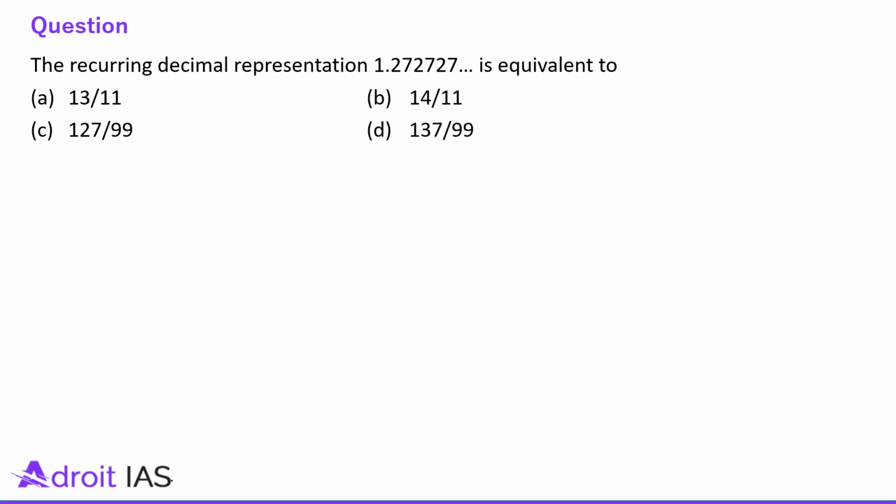The recurring decimal representation 1.272727 is equivalent to. This question belongs to number system, and it is a very typical question. There is a set pattern to solve these types of questions. Assume that x is equal to 1.27272727 and so on. Two places after the decimal are repeated all the time, so obviously 1 followed by 2 zeros will be multiplied with this number, so it is 100x.